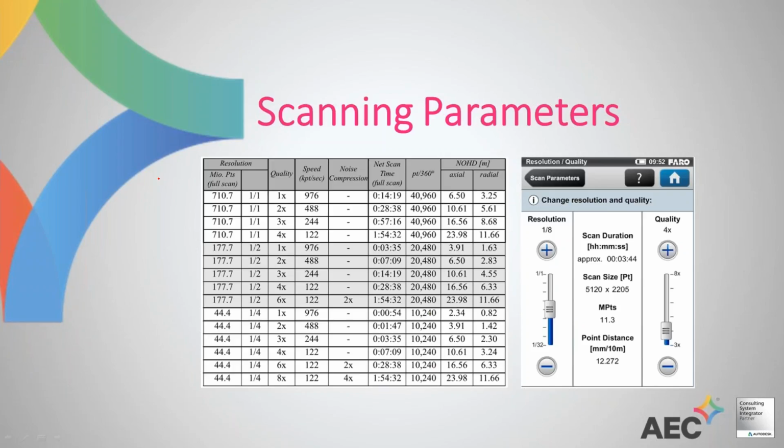We're looking, for example, at millions of points, right? 710 million points with an X1 quality. This is thousands of points per second that the device does, and this is the approximate time of the scan. It's 14 seconds. You can note that we can get from 14 seconds all the way up to almost 2 hours of scanning, depending on the values that we set up.